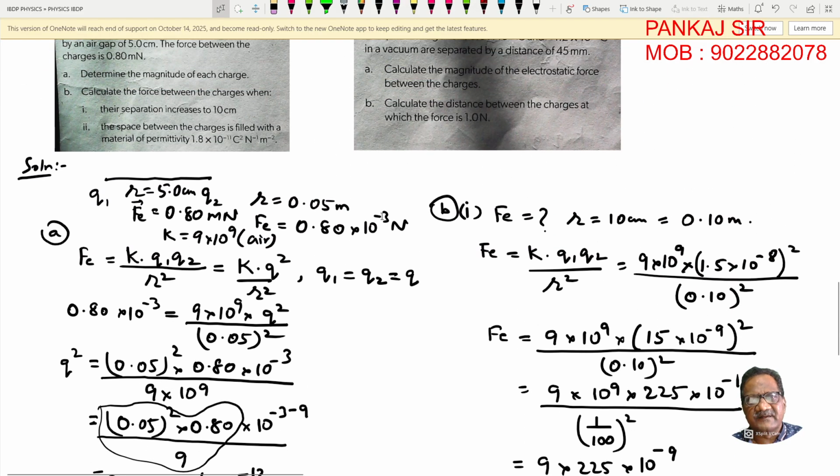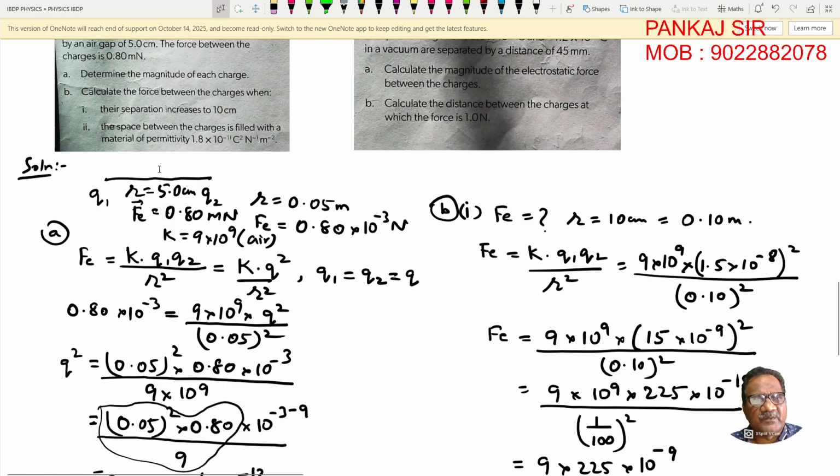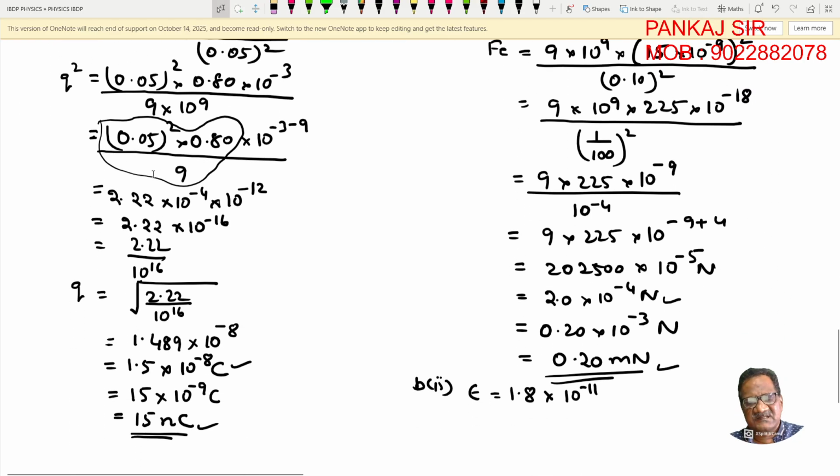Now B2: the space between the charges is filled with a material of permittivity 1.8 into 10 raised to minus 11. So now we have to find the force, but the condition of the permittivity has changed. So B2, the condition is epsilon is equal to 1.8 times 10 raised to minus 11. Am I right? Yeah, 1.8 into 10 raised to minus 11. So this is the condition now, and other things are remaining as it is.